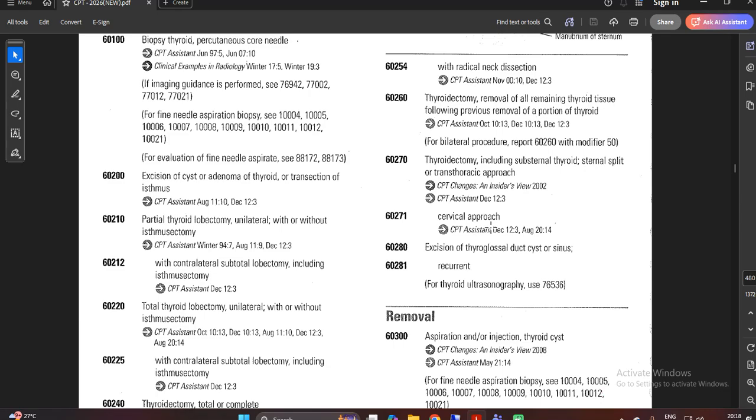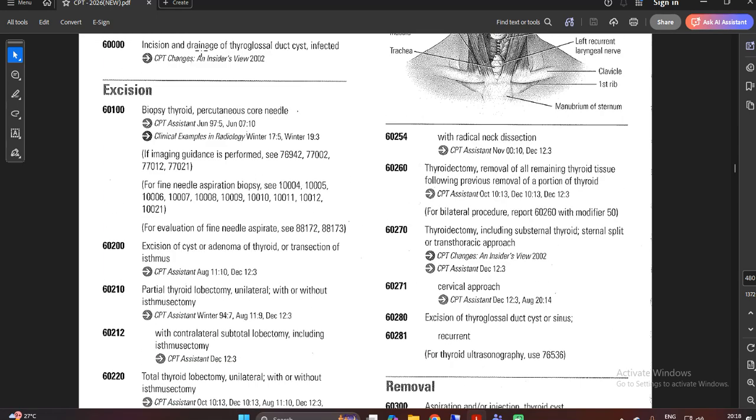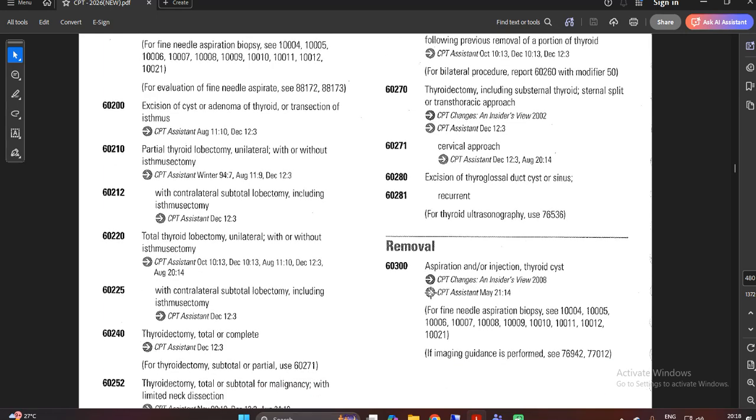Okay. Next we have 60280. Excision of thyroglossal duct cyst or sinus, initial or recurrent. So previously we had I and D, correct? Incision and drainage of thyroglossal duct cyst, infected. So this is for I and D. So this is for excision. If the patient has a first time excision of thyroglossal duct cyst, 60280. If the patient has excision of thyroglossal duct cyst and recurrent, does that mean second time or first time, guys?